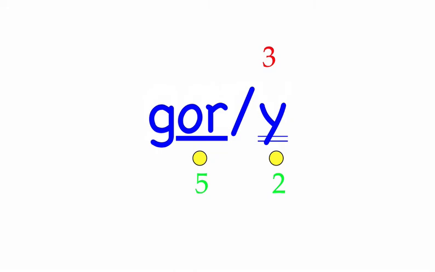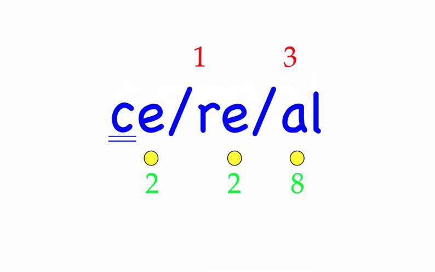Row 6. Cereal. I will have cereal for breakfast. C has two sounds. S, E. Re, two sounds. R, E. All, two sounds. Aw, ul. Cereal. Mark the word.